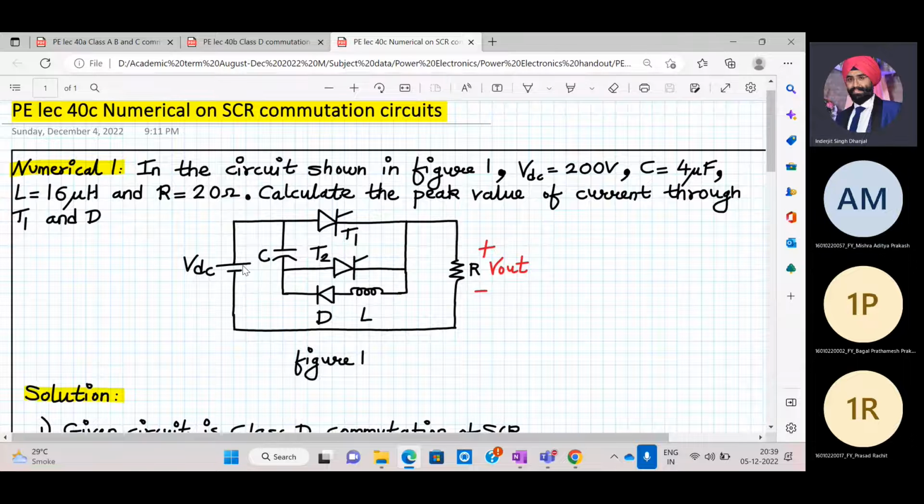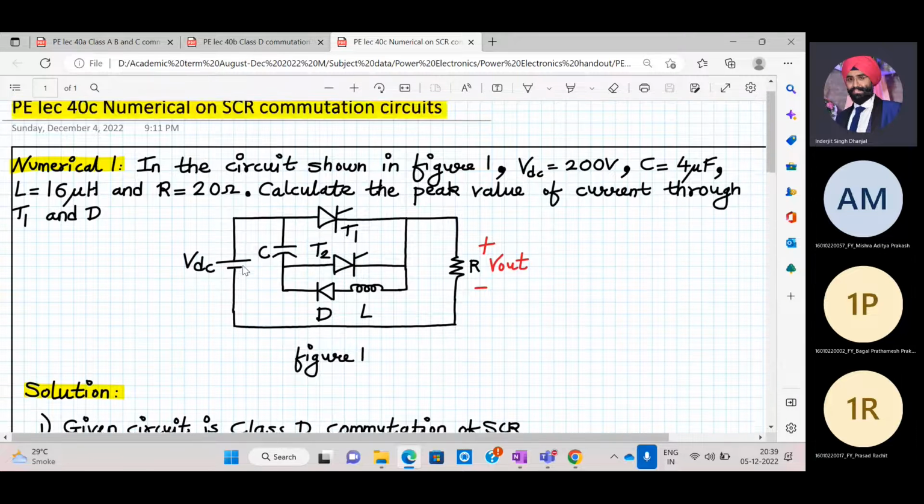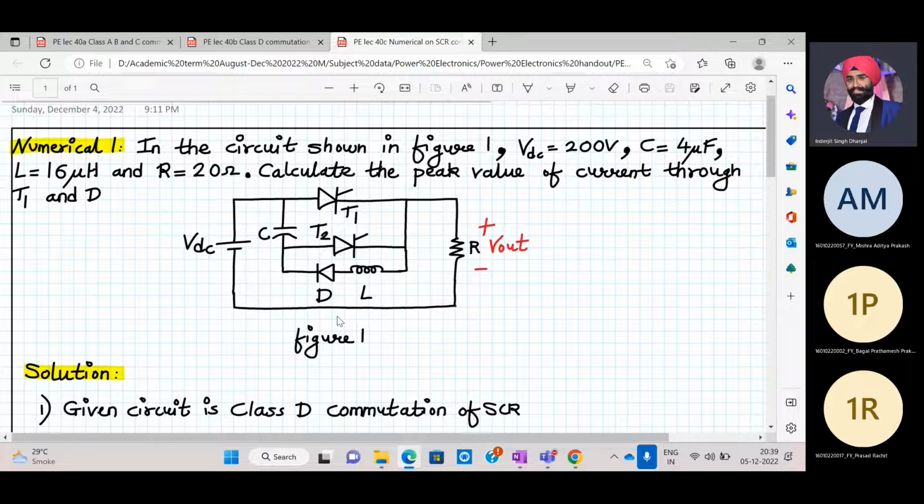Please listen very, very carefully now. This is which circuit? Can you identify this circuit? Class D commutation circuit of SCR. All right, just now we have studied. So you don't solve it right now, but you listen carefully, and I'll share the handouts again. You look at the problem and try to solve it on your own. Just now we have discussed all the equations for all the four commutation circuits, class A to D.